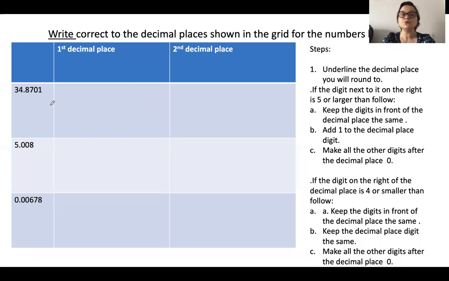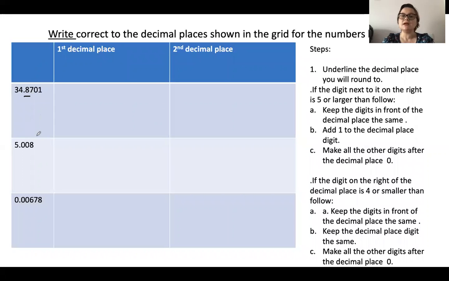Now we are going to write correct to the decimal places. So correct to the first decimal place and correct to the second decimal place. Here I have prepared steps which I will follow one by one. So we have the number 34.8701. The first step says underline the decimal place you will round to. So we are going to round to the first decimal place. So I'm going to underline digit 8.